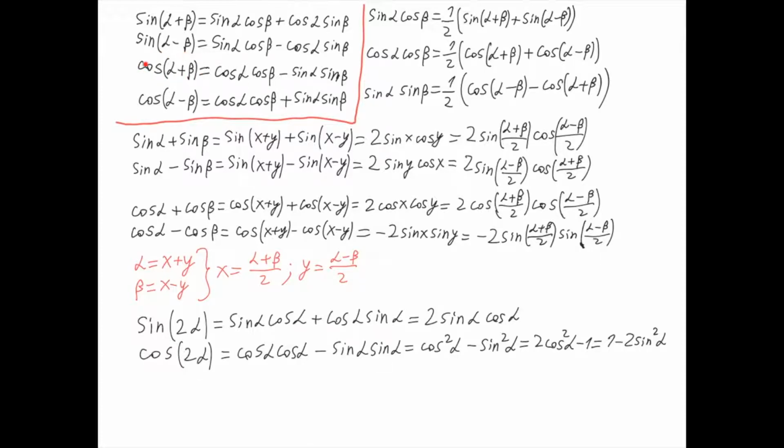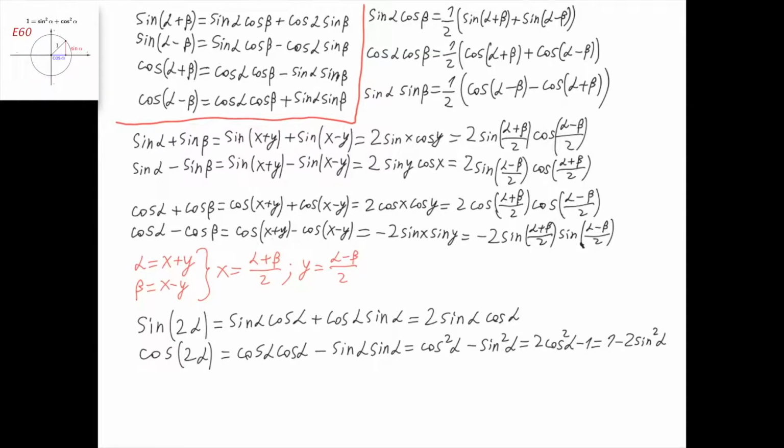Then we get cosine of 2 alpha equals cosine alpha cosine alpha minus sine alpha sine alpha, as written here, which equals cosine squared of alpha minus sine squared of alpha. But we can use the fundamental trigonometric identity, which states that sine squared of alpha plus cosine squared of alpha equals 1. And if we replace sine squared of alpha with 1 minus cosine squared of alpha, we get that this expression equals 2 times cosine squared of alpha minus 1. And if instead we replace cosine squared of alpha with 1 minus sine squared of alpha, we get that this expression equals 1 minus 2 times sine squared of alpha.